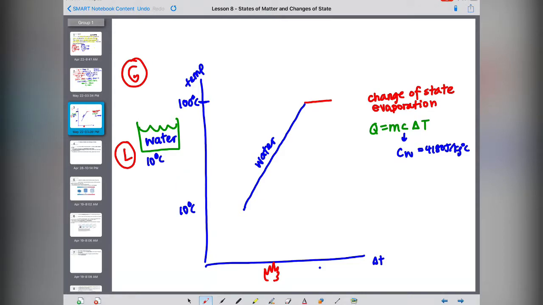What happened is the equation now got changed. We no longer use the equation Q equals mc delta T. I know I'm putting in heat, but my delta T is 0. That doesn't mean 0 heat is done. It means that heat energy I've actually used to evaporate and turn the liquid into gas.